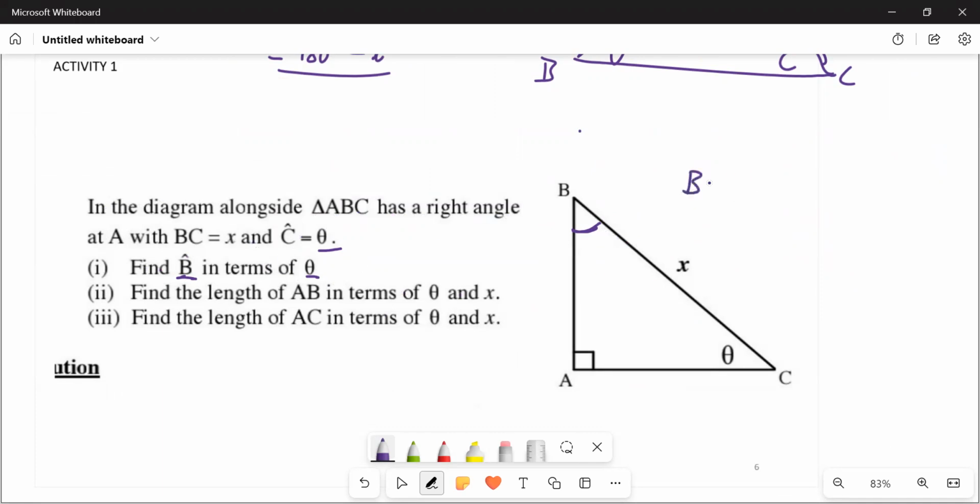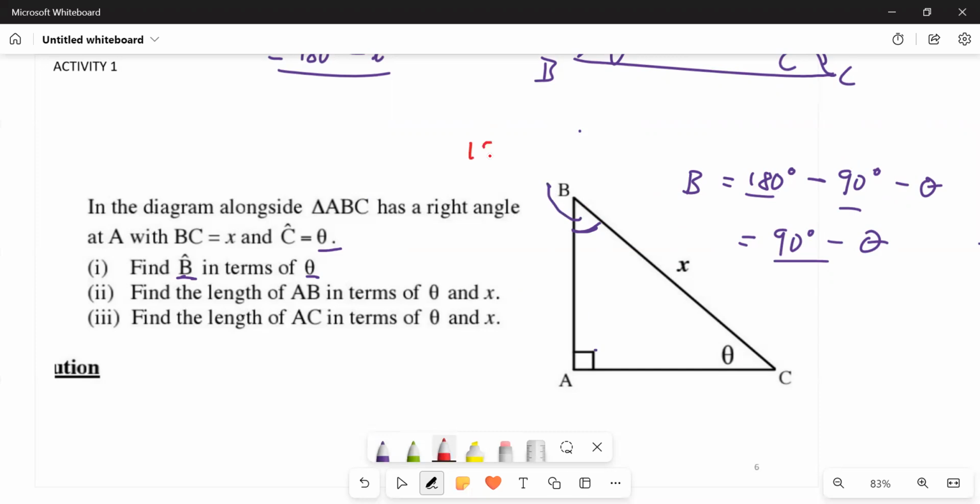So P is going to be given as 180 minus this angle. What is this angle? It's 90. Minus this angle here. What is this angle here? It's theta. Now, these two are like terms. What is 180 minus 90? This is going to be 90 degrees minus theta. So in other words, this angle here can be written as 90 degrees minus theta. So this angle is now given. If you have it this way, it's given.